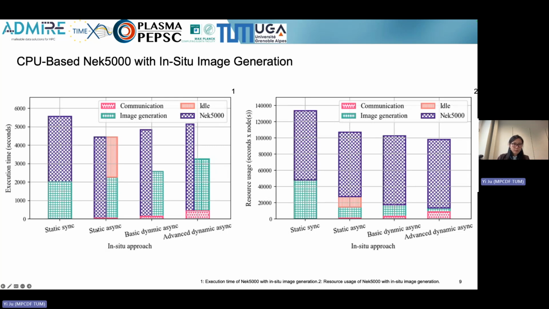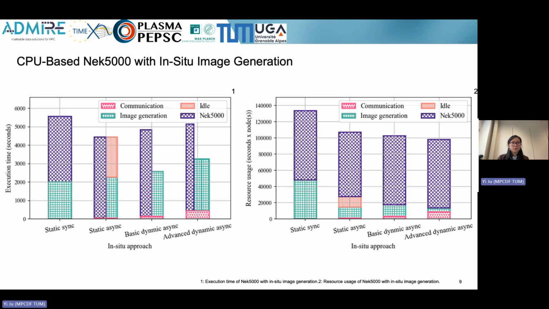So for the static asynchronous approach, which means we set aside the resources in advance, not during runtime, we already know before the runtime how much we need, and then we set these resources. So for instance, we have 24 nodes. On each node, we have 72 cores. We set aside 18 cores out of the 72 cores for image generation, and the rest for the simulation. So we ensure the data exchange is within the node.